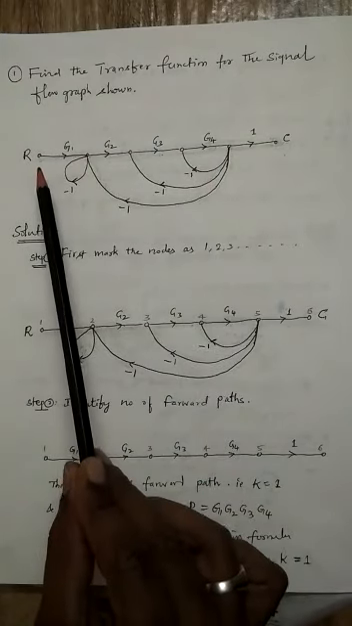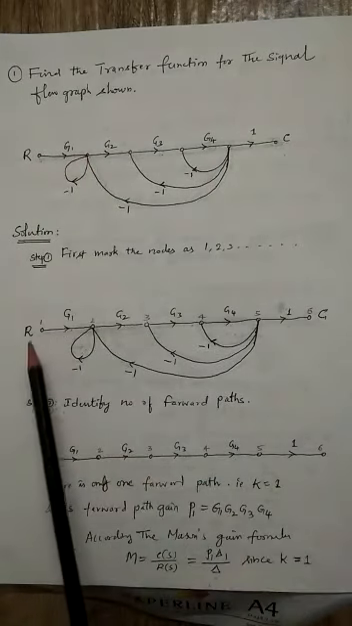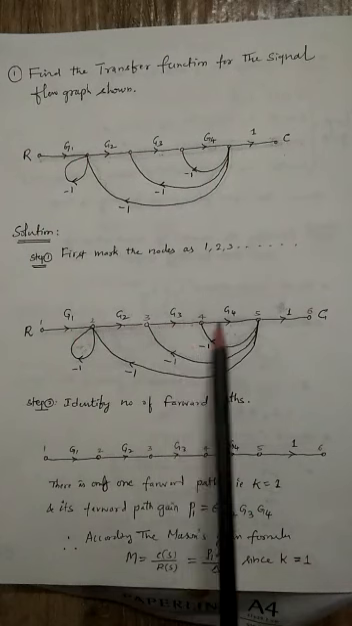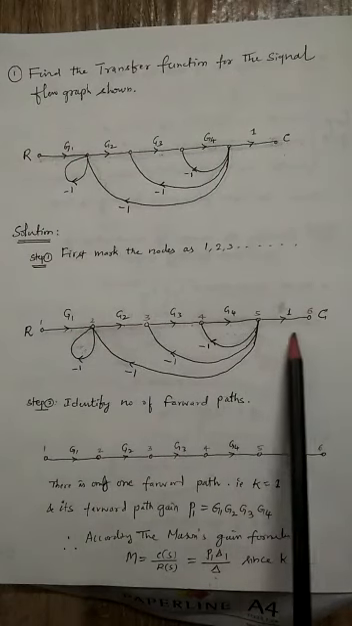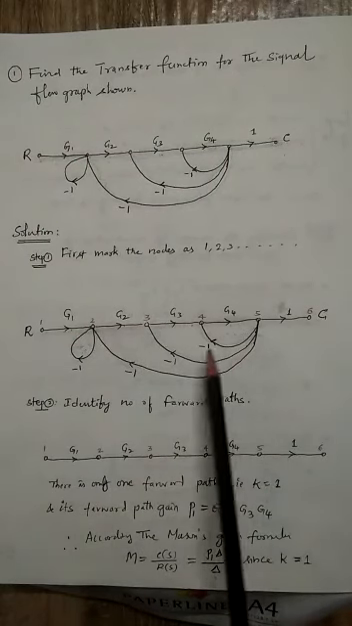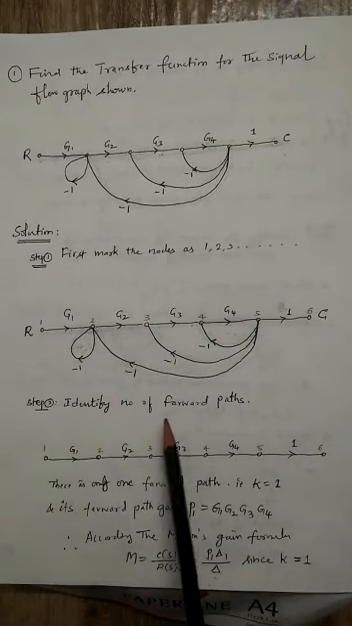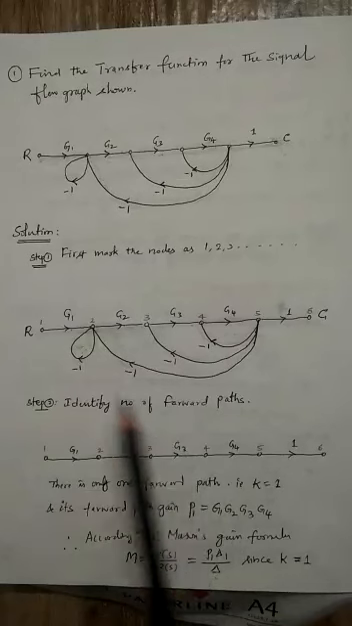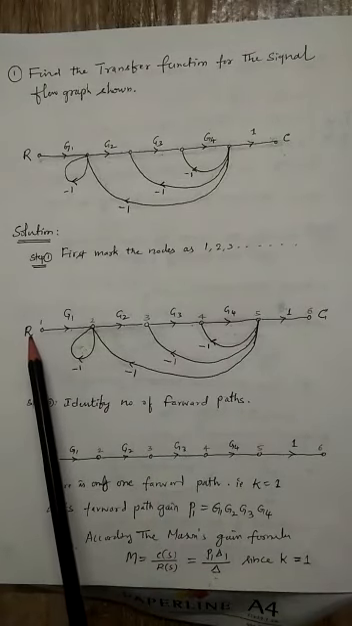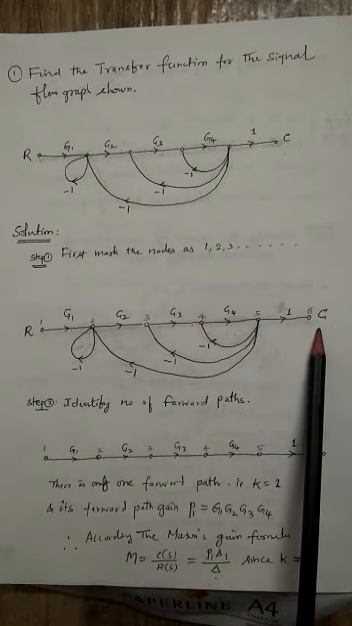First, you mark the nodes like 1, 2, 3, 4, 5, 6. There are 6 nodes in the given signal flow graph. Immediately, next step is identify how many forward paths are there. Forward paths means the path starts from input node, ends at output node.